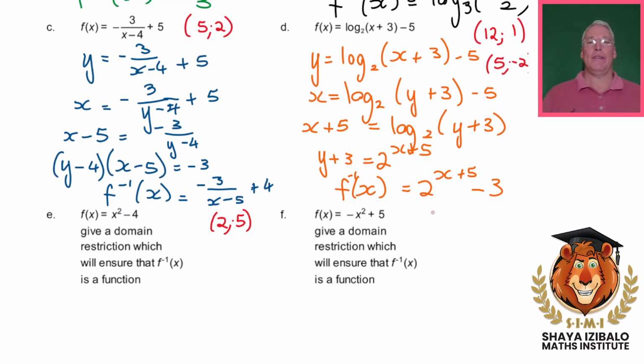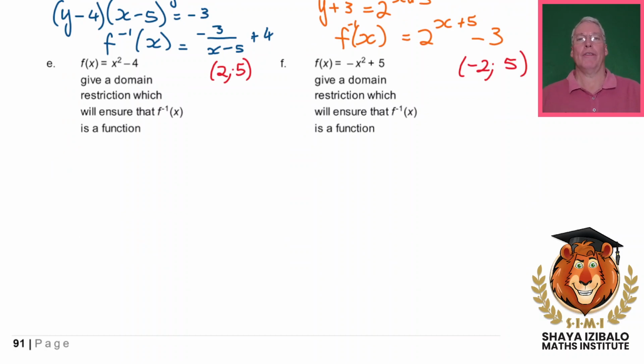Now let's see if I put negative 2 into here. I'm going to get 2 to the power of 3, which is 8. 8 minus 3 is 5. So (negative 2, 5). Okay, the next two involve domain restrictions.